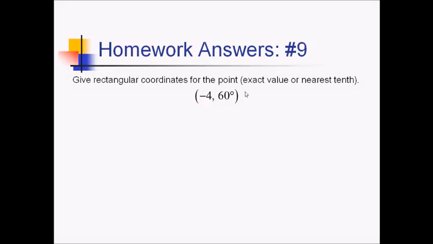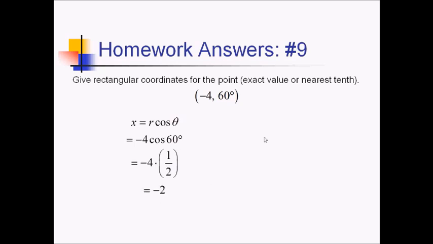For number 9, we're given a polar coordinate, and we want to give the rectangular coordinate instead, whether it's exact value or nearest tenth. So for this one, we need an x and a y value based on the r and the angle. So for the x value, that's going to be the radius times the cosine of the angle. So this is -4 times cosine of 60. Cosine of 60 is 1/2. -4 times 1/2 gives us an x value of -2.